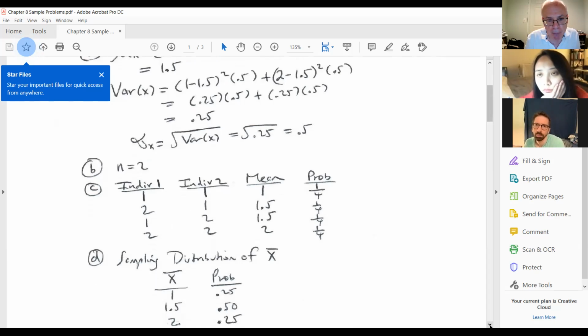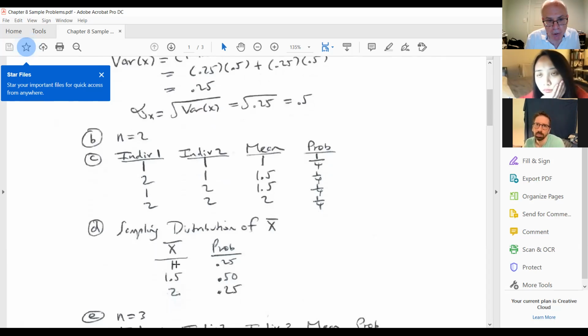So they want you to list the sampling distribution. It's just these 3 values, right? The mean is either 1, 1.5, or 2, and here are the probabilities. Where did I get 0.5 from? I just added up these 2 middle values here. These 2 middle samples have the same mean, and if I add up the probabilities, I get a half. All right, so there's my sampling distribution. Does that make sense? Really, really easy, right?